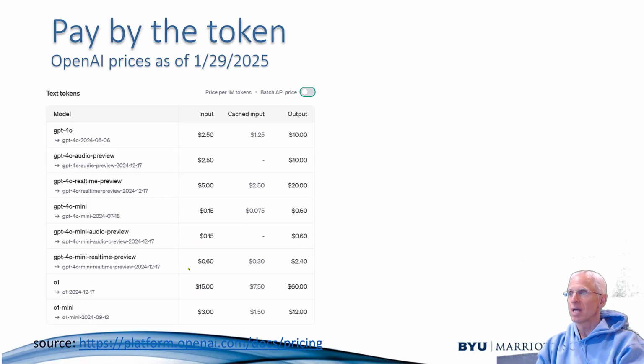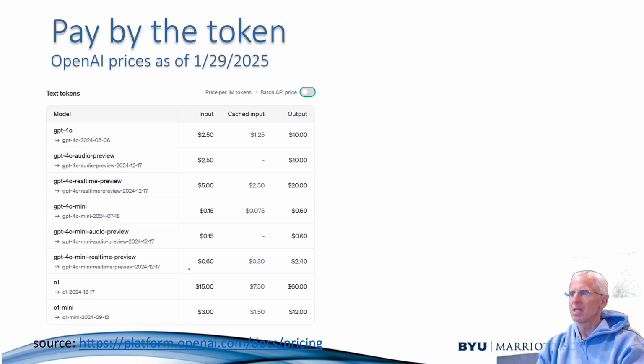Here are some examples of 2025 models. GPT-4o input is $2.50 per million input tokens. It sounds like a lot of tokens, but with a lot of context, you can burn through that pretty fast. $10 for a million output tokens. That was a little pricier than some.